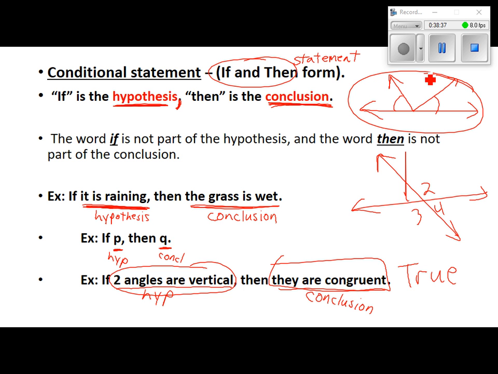Couldn't you do like a perpendicular line too? Yeah, you could. So if we did two perpendicular lines, this angle's a right angle, that angle's a right angle, they're congruent to each other, but are they vertical angles? No.